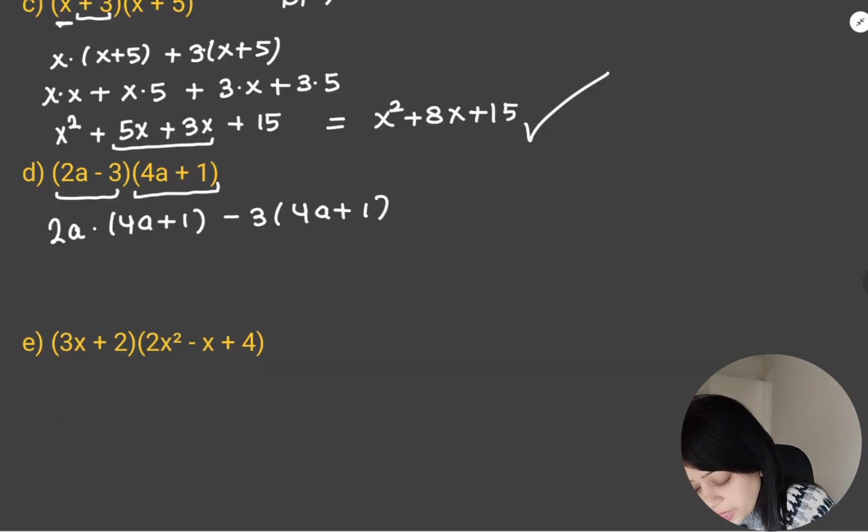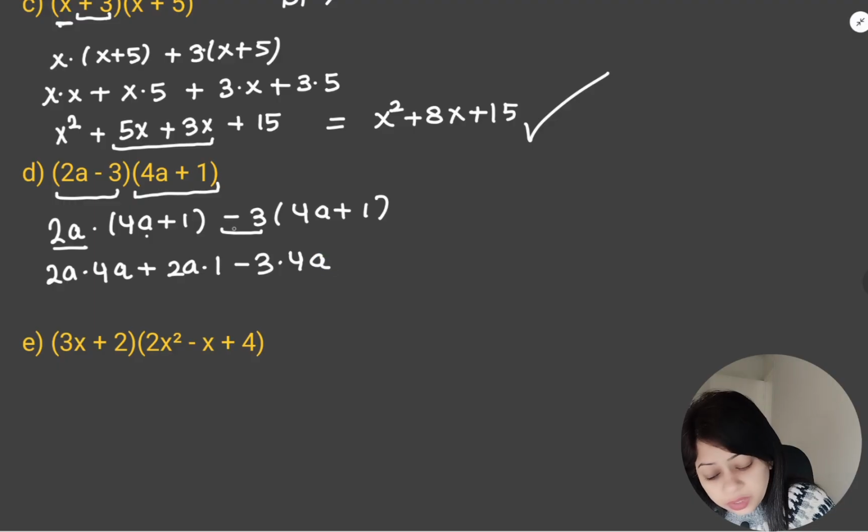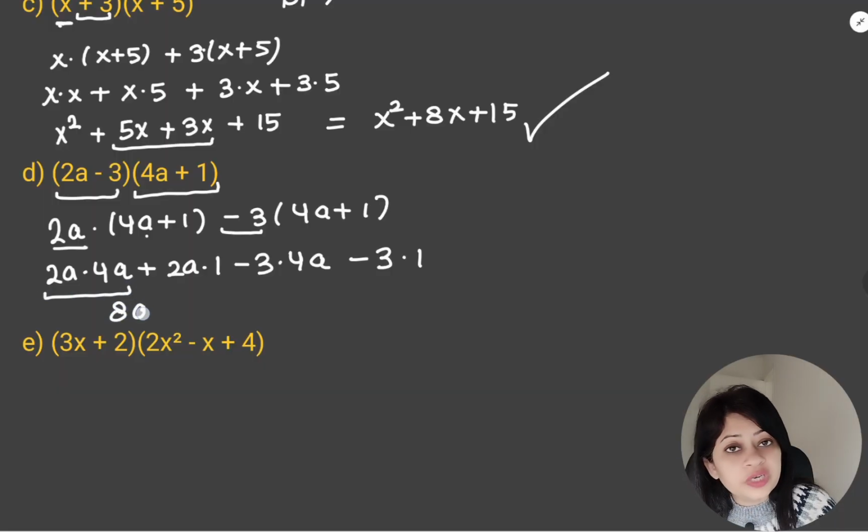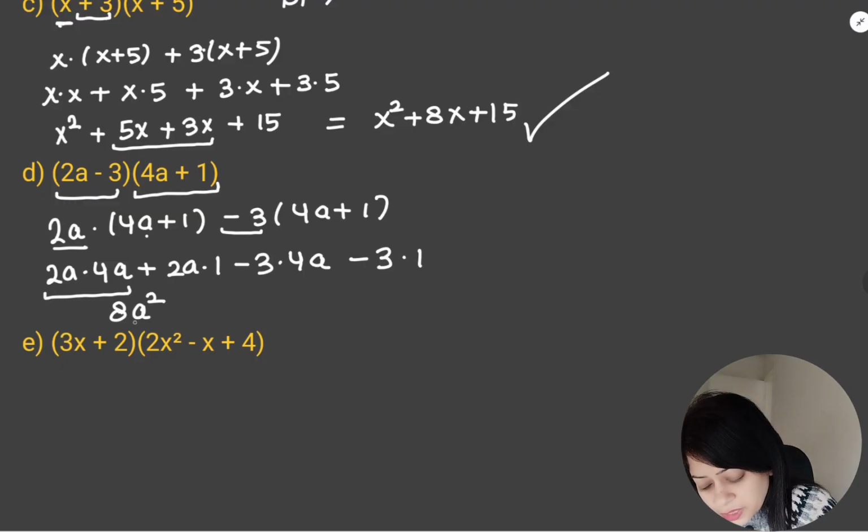Now this 2a, you multiply it with 4a first, and then this 2a multiply it with 1, okay? Now minus 3 with 4a, it will become minus 3 times 4a. Minus 3 with 1, it will become minus 3 times 1, okay? 2 times 4a is 8a square. 2 times 4 is 8, and you will add the powers of a, plus 2a.